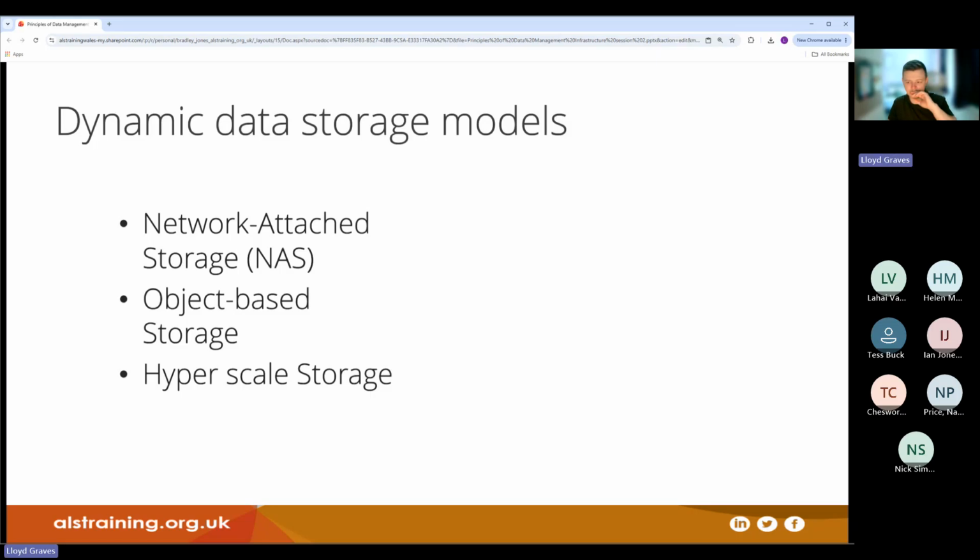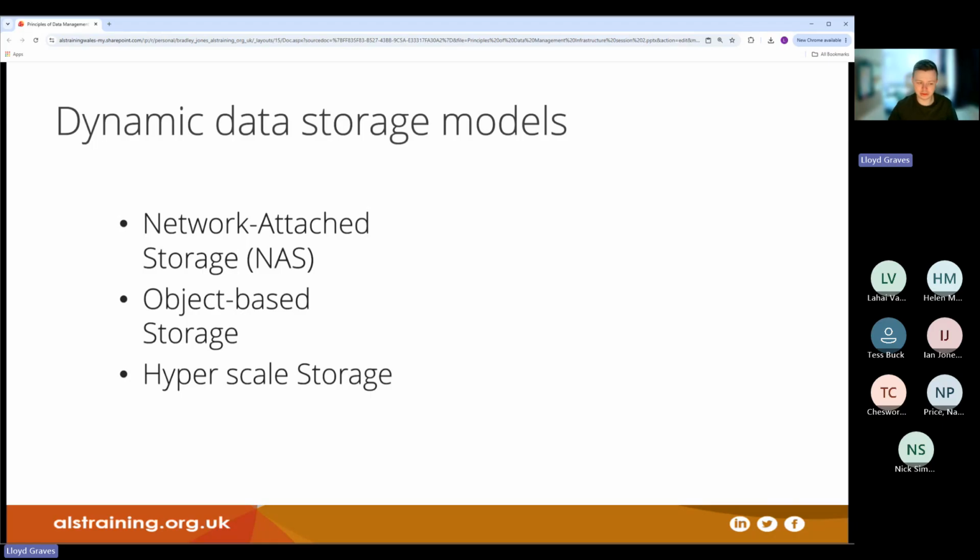Okay, let's assume that's all okay. So, dynamic data storage models. There's three that are covered in the criteria. They're named specifically, so you need to comment on these when you do your assignment. It's network attached storage, or NAS, object-based storage, and hyperscale storage.